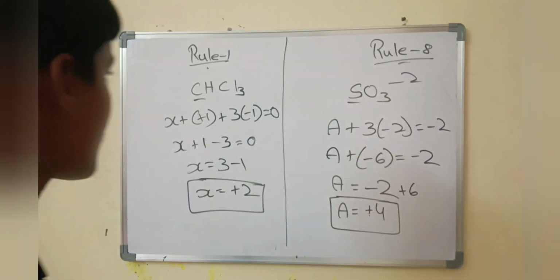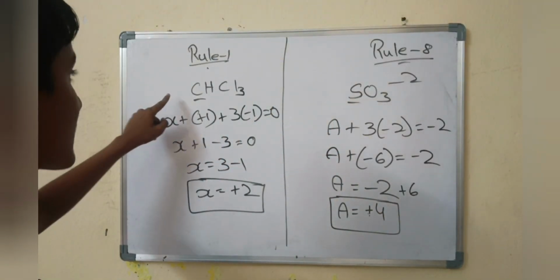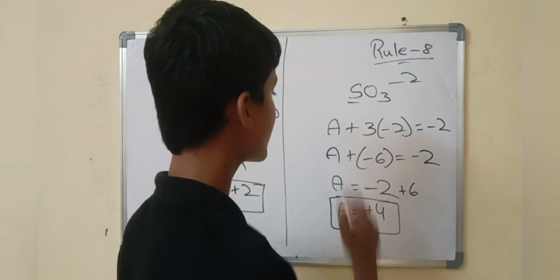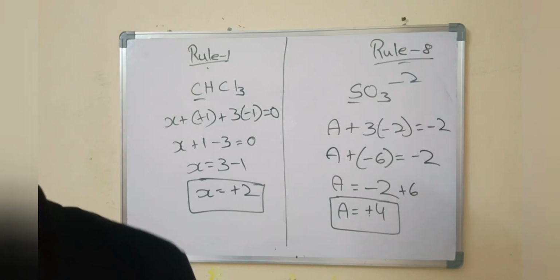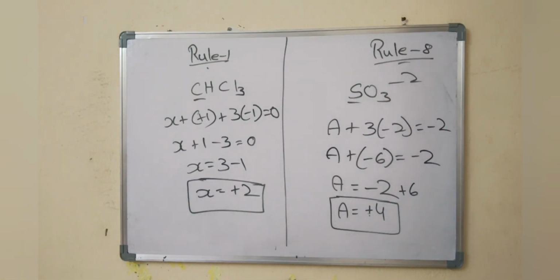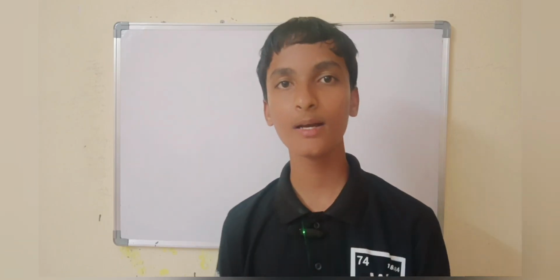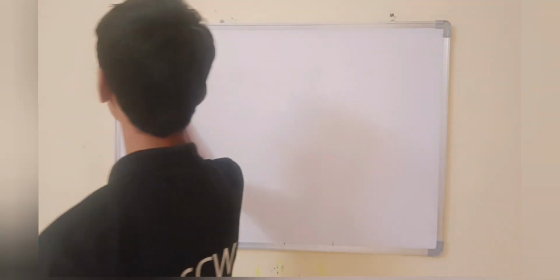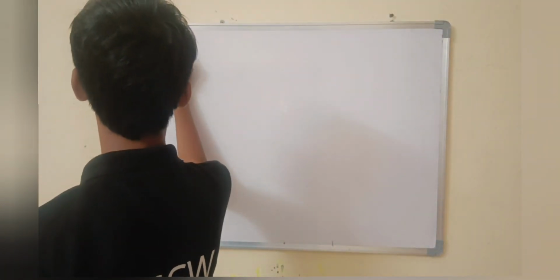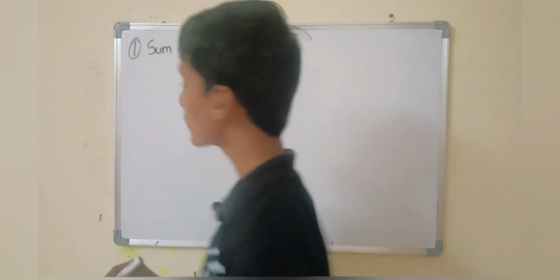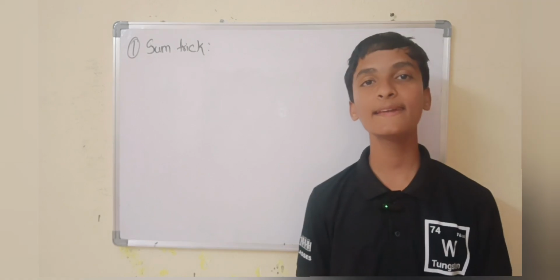Clear? The oxidation number of carbon in CHCl3 is +2 and the oxidation number of sulfur in SO3 minus 2 is +4. Clear? I hope you all understand rule 1 and rule 8. Now I am going to explain some tricks. Actually, when I was doing problems in rule 1 and rule 8, I explained a trick.